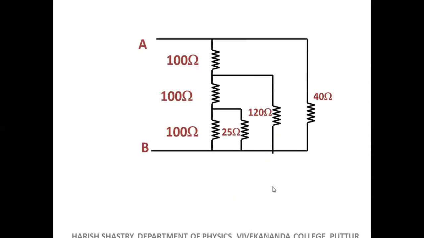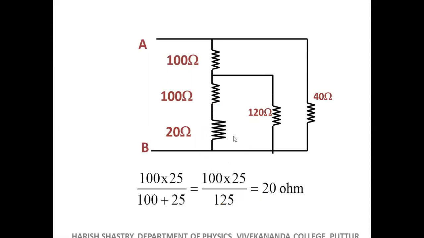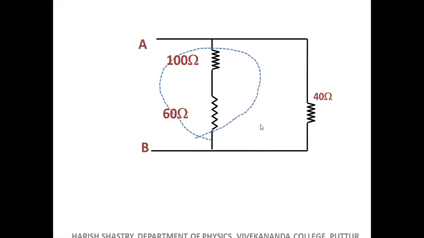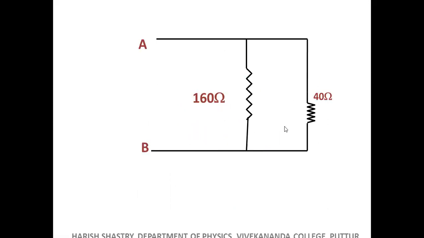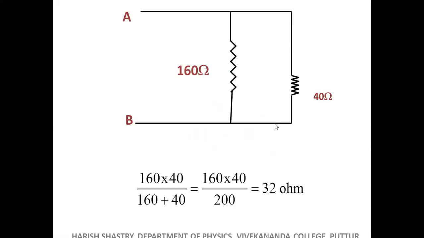Okay, so we will start it once again. Here only we will do that. 100 into 25 by 100 plus 25 is replaced as 20. 120, 120 parallel is 60. 60 series 100 is 160. Then finally 40 parallel, that leads you to 32 ohm. Shall we move on to the 44th one?